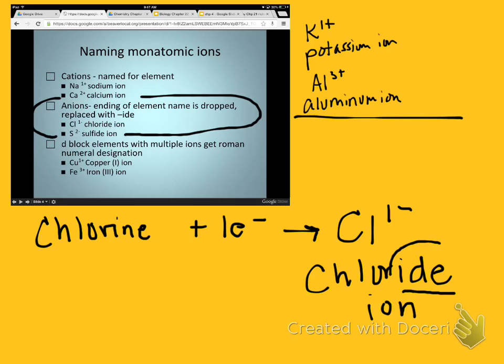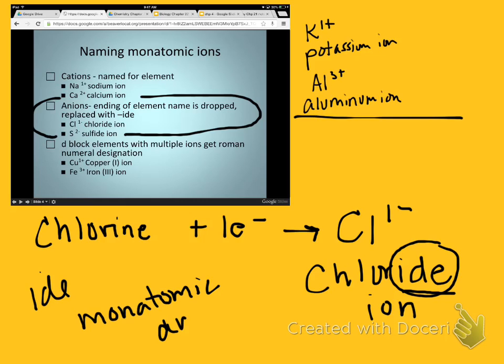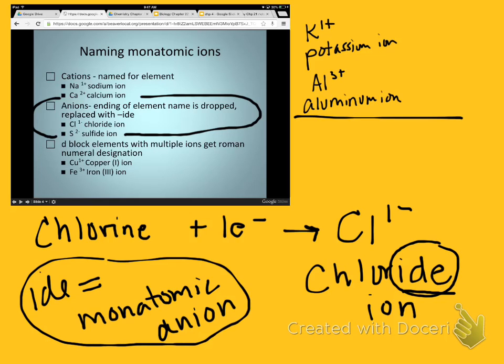But this IDE is super important. If you see an IDE, we are talking about a monatomic anion. Okay, that's really important to remember. IDE means it's a monatomic anion. So let's practice a few of those, shall we? So these are our monatomic anions.